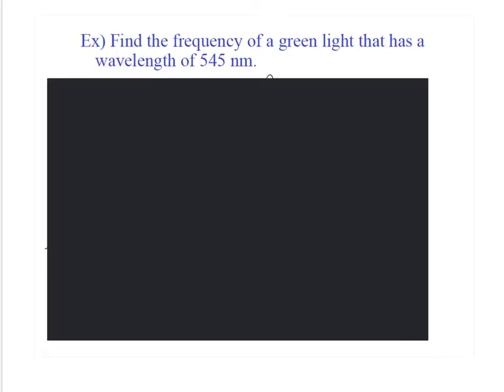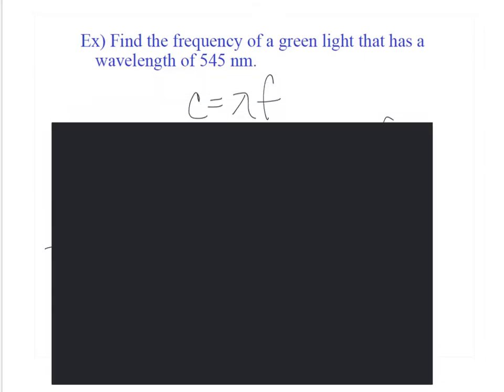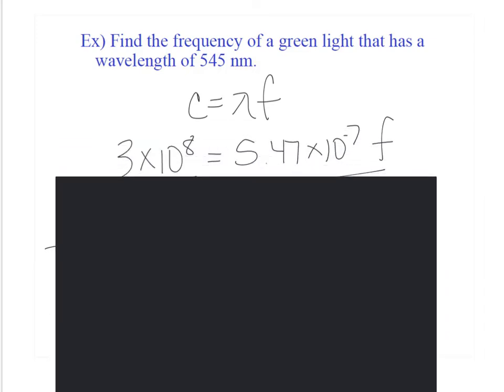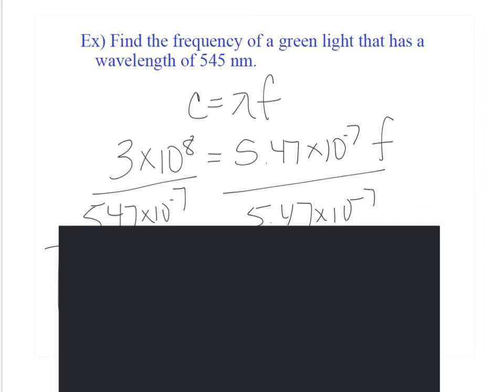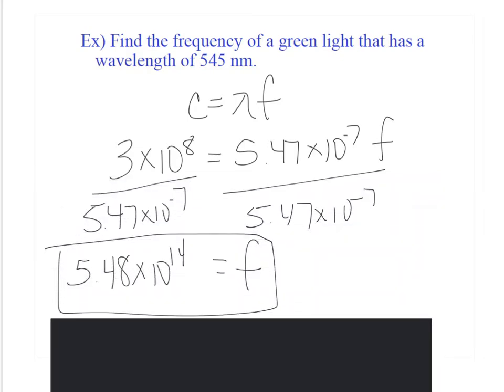All right, so we want to find the frequency of a green light that has a wavelength of 545 nanometers. All right, so our equation, c equals wavelength times frequency. C is always 3 times 10 to the 8th. Your wavelength, they gave you nanometers, I converted to meters. Divide both sides. You should get 5.48 times 10 to the 14th hertz as your frequency.